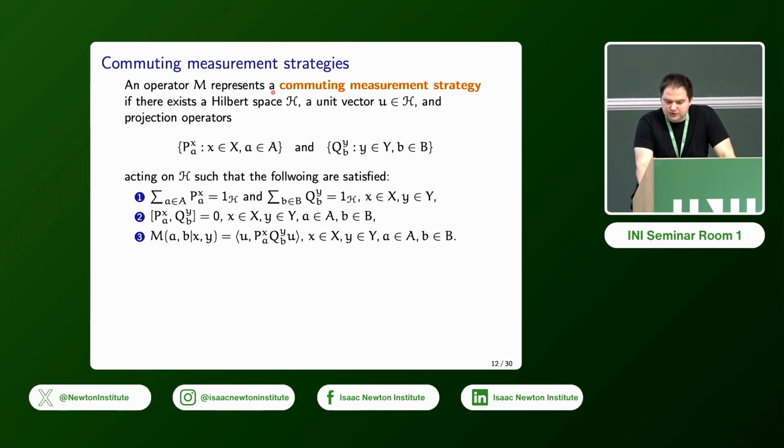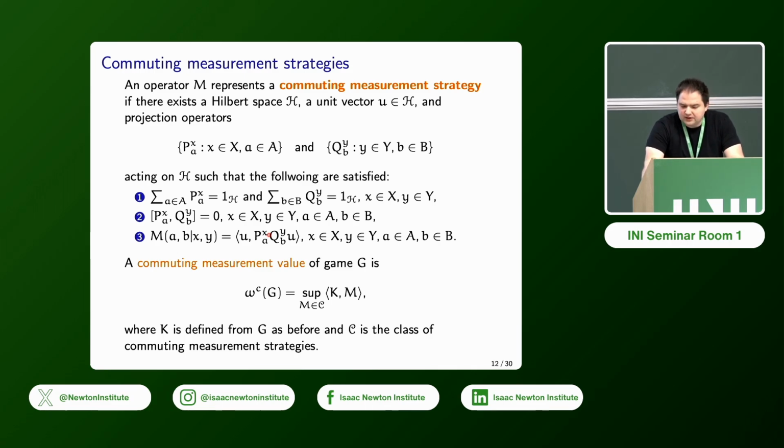And so just to recall, the commuting measurement strategy is represented by the matrix M, as we decided to do it. If there is a Hilbert space, a unit vector, and projection operators for every x and every y, we have such a set, and they have to satisfy the usual conditions that the P's and Q's sum up to 1. We require that the operators commute, which is basically relaxing the tensor structure from entangled games, and the entries of the matrix correspond to the probabilities that some answers will be given to some questions.